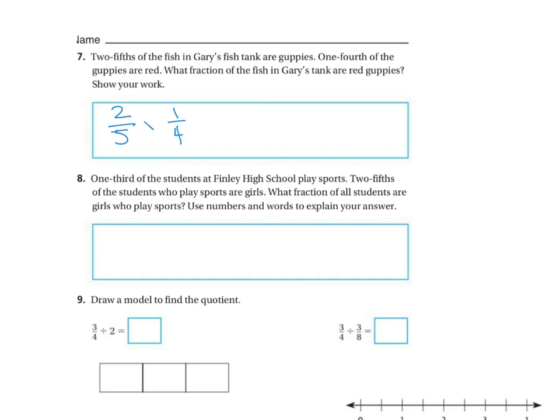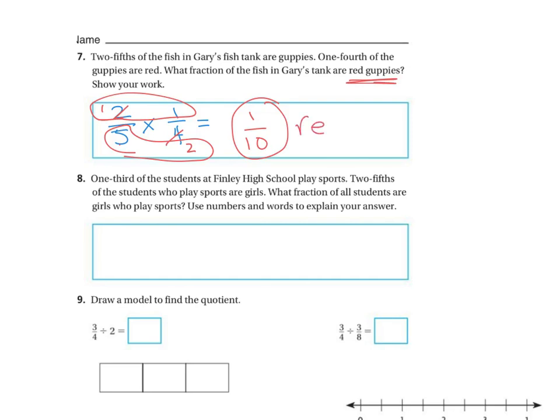So if I multiply those, I'll be able to find out what 1/4 of 2/5 is. I can cross-cancel before I get started, just so it's easier. I know 2 and 4 can cross-cancel. 2 goes into 2 one time, 2 goes into 4 2 times. So now I have 1 times 1, and I have 2 times 5, which is 10. So the answer is 1/10 of the fish in Gary's fish tank are red guppies. So 1/10 are red guppies.